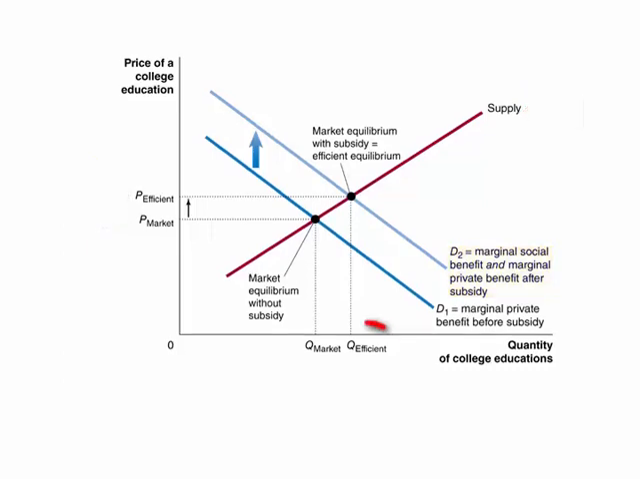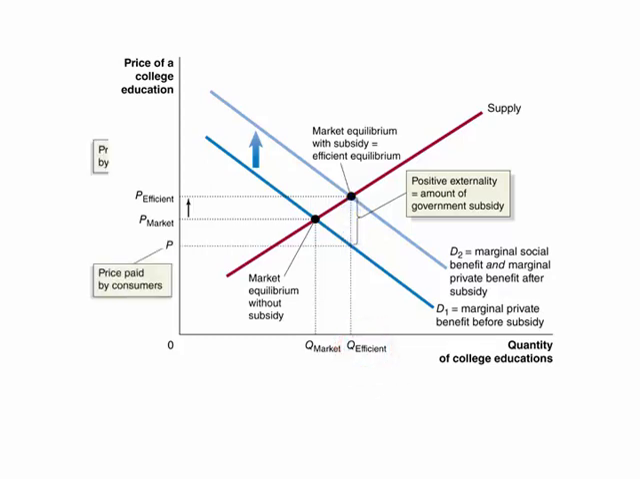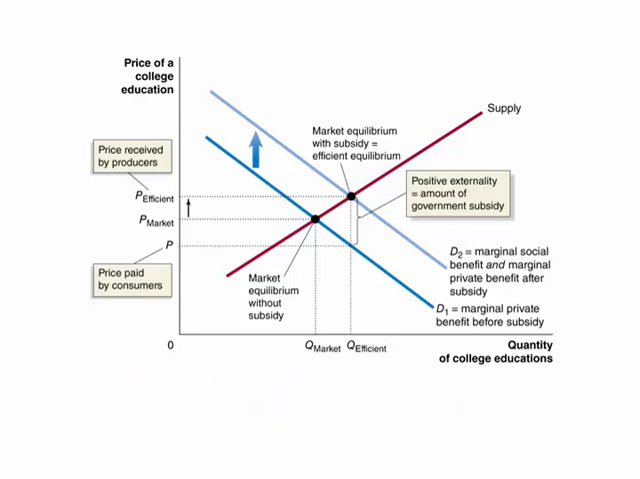The amount of the subsidy is located here off the efficient quantity, which is the vertical distance between the efficient price and the price off the demand curve D1. The incidence of who pays and receives this subsidy is illustrated also by this difference. At a price, P, which is read off the original demand curve, is the price paid by consumers or college students in order to attend college. The price efficiency is the amount received by the universities that provide the education. Thus, we can see whenever there's a positive externality, a subsidy can bring about the efficient level of output.